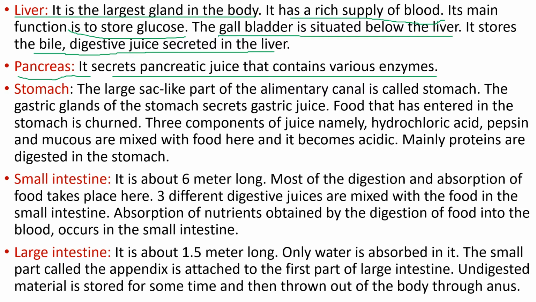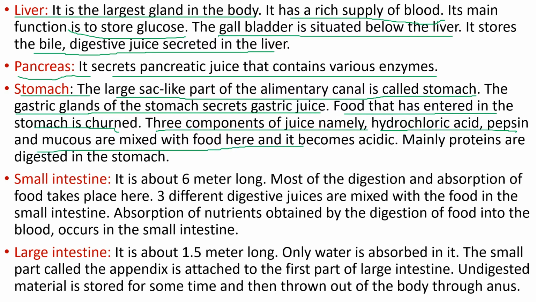Next is the stomach. The large sac-like part of the alimentary canal is called the stomach. The gastric glands of the stomach secrete gastric juice. Food that has entered the stomach is churned. Three components of the juice, namely hydrochloric acid, pepsin, and mucus, are mixed with food here and it becomes acidic. Mainly proteins are digested in the stomach.